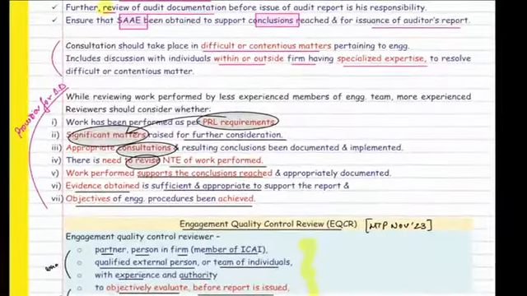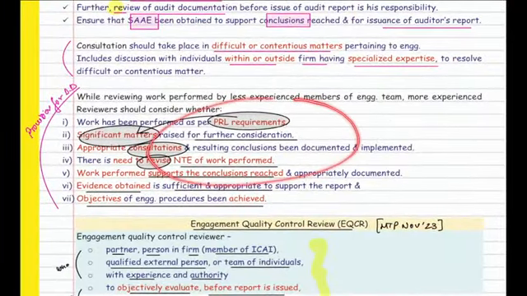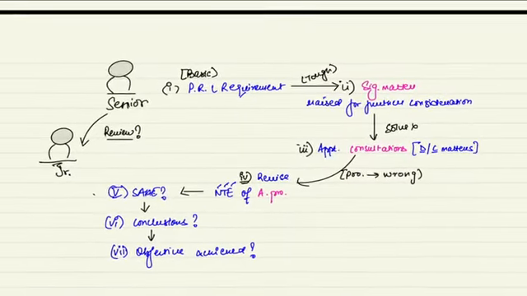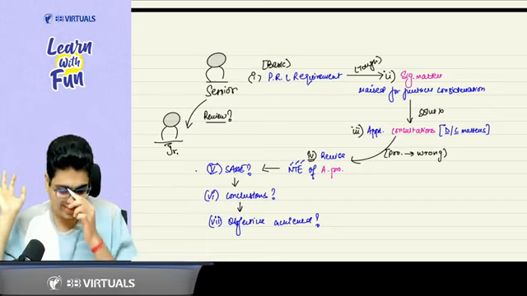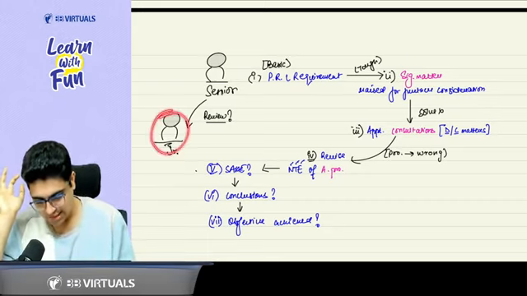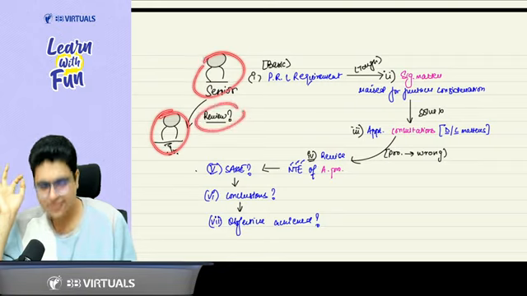Easy, easy. Now, there is one more topic. This topic is not there in your ICS study material. Okay? Still, for provision for doubtful debts, let's cover this topic. Now, what does this topic say? Very, very easy topic. See what it says. Whenever there is a junior and there is a senior, senior will review the work.